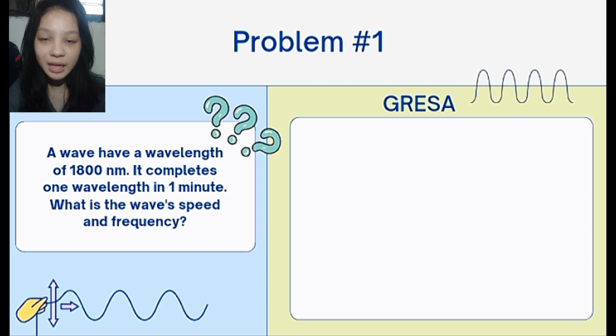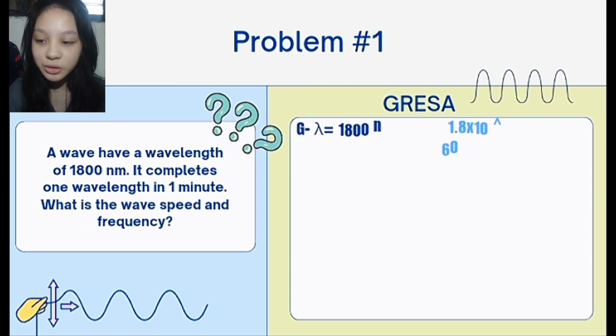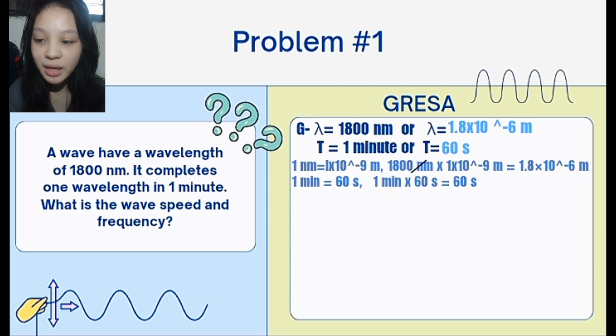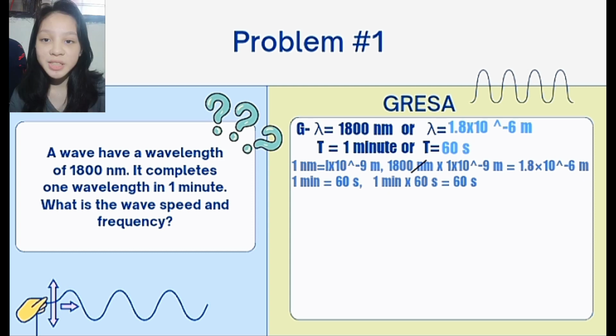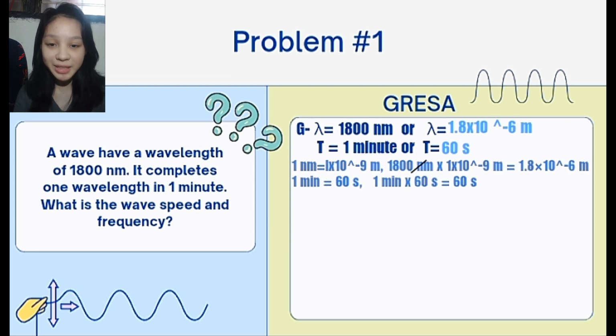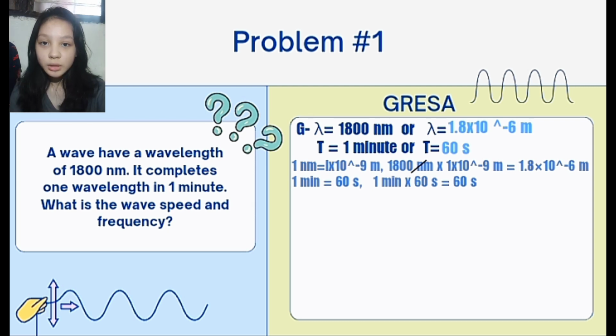Let's solve this using GRESA. Now the givens are wavelength is equal to 1800 nanometers and the period is 1 minute. Considering that the wavelength should be in meters and the period in seconds, we will convert both of these givens to the appropriate unit. To convert nanometers to meters, we multiply 1800 nanometers by 1 times 10 raised to negative 9 meters. That gives us 1.8 times 10 raised to negative 6 meters. For the period, we multiply 1 minute by 60 seconds, which gives us 60 seconds.